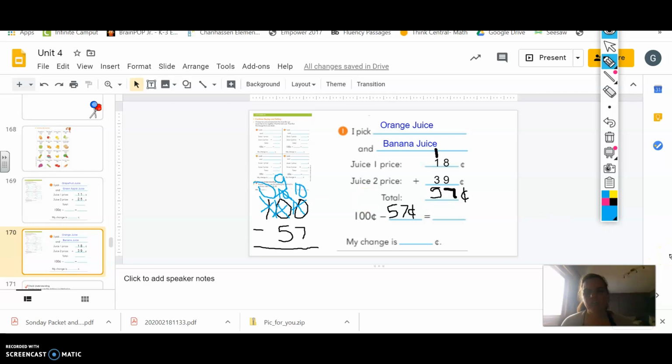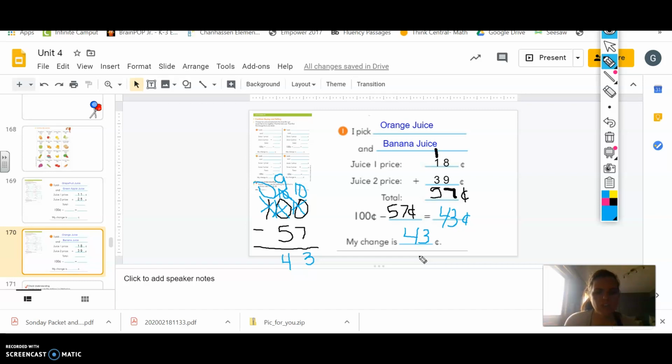Okay, now 10 minus 7: 7, 8, 9, 10. That's 3. 9 minus 5: 5, 6, 7, 8, 9. That's 4, and 0 minus 0 is 0. So I will have 43 cents left over after buying orange juice. Oops, after buying orange juice and banana juice. So I'm going to put my answer in both of those spots, 43 cents.